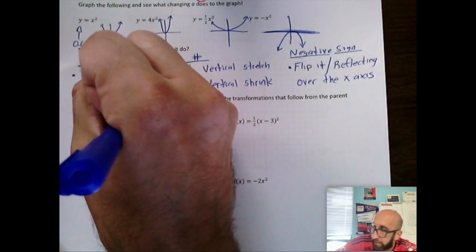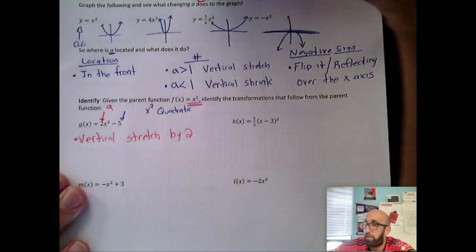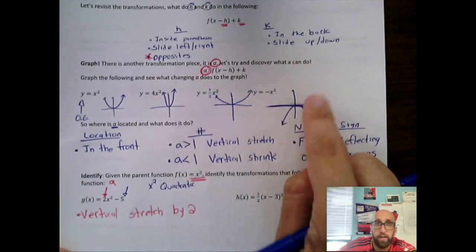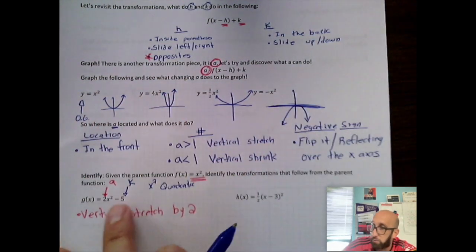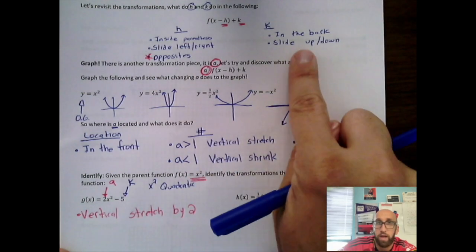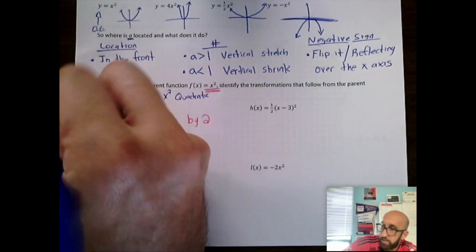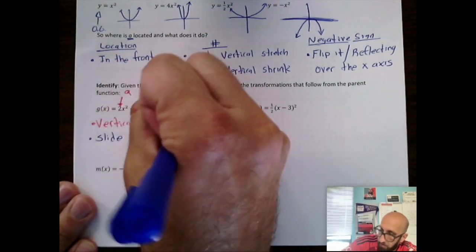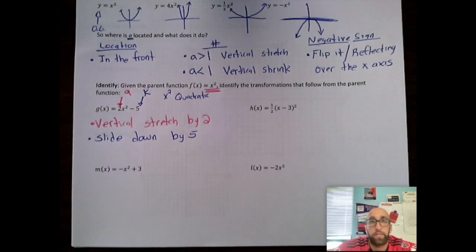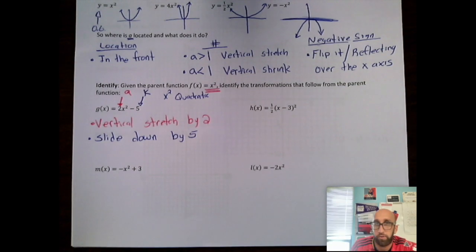The other number I see is this minus 5. So again, I'm thinking about location. That minus 5 is located in the back. So I'm thinking, oh my goodness, it is a k because we're in the back. We are not in parentheses. I know k is going to slide us up or down. So when I see a minus 5, I'm going to write down that we are going to slide down by 5. Slide down by 5. Okay. Since I've described all the numbers there, I have completed the transformation.